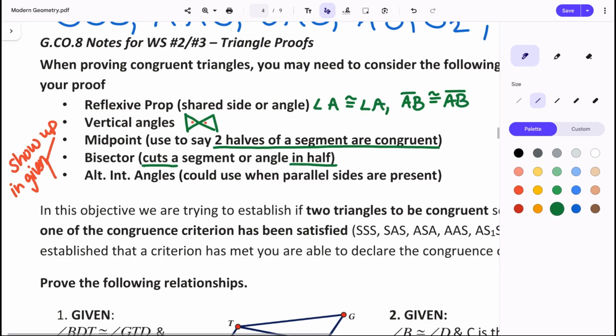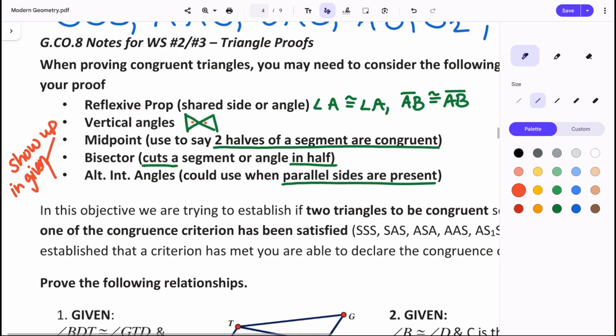And then the last one is the alternate interior angles. We know what those look like because we talked about those a lot in the last unit, but these are going to show up when there's parallel sides in your given. So if they talk about lines being parallel in your given information, you're probably going to be looking for alternate interior angles. So some of these things are going to show up a lot today in our proofs. These are the things that we just want to be looking for to try to figure out what more can I add to my picture in order to get to one of those 5 tests.